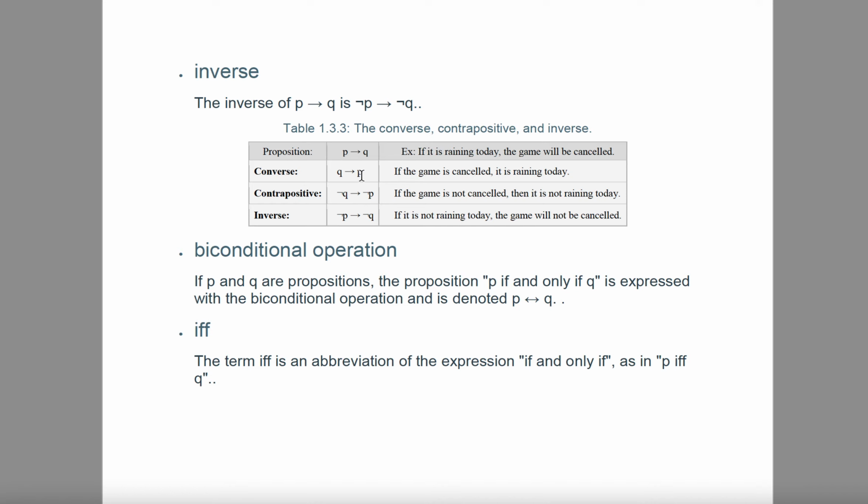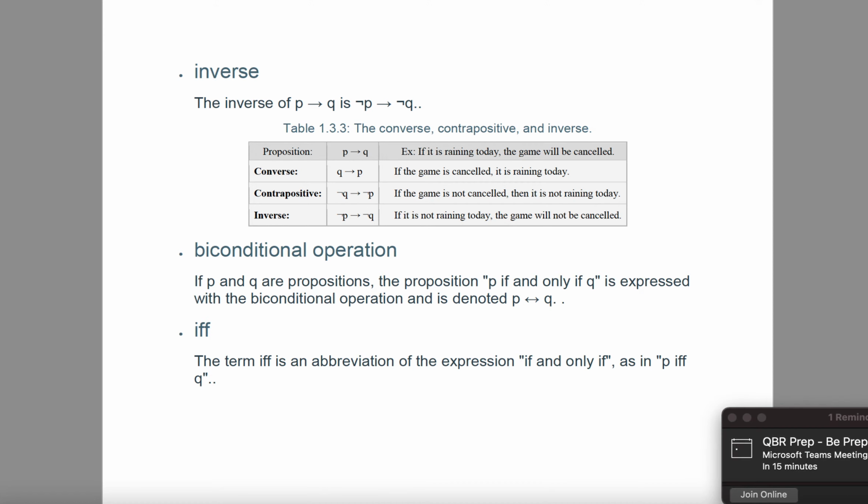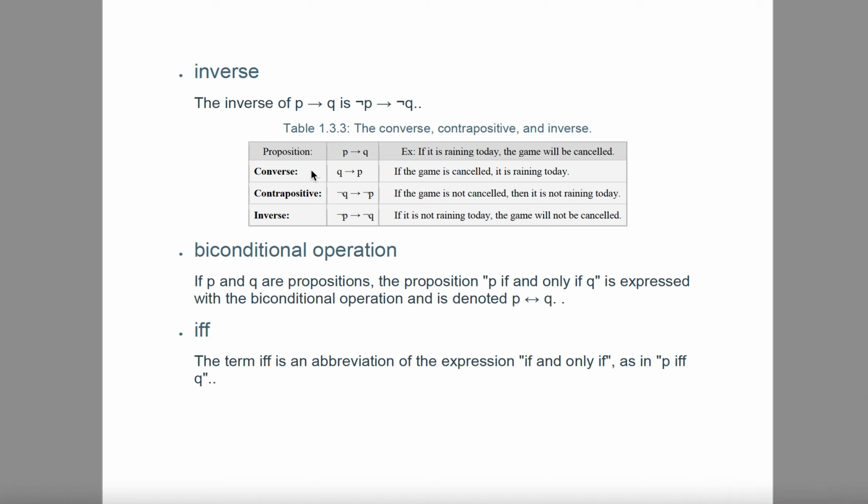Based on that, you can have different converse statements. So if Q then P becomes: if the game is cancelled, it is raining today, when the proposition is: it is raining today, the game will be cancelled. Now the contrapositive for that is to negate your Q, negate your P, and then they have to work together. So if the game is not cancelled, then it is not raining today. Inversely, if it is not raining today, then the game will not be cancelled.